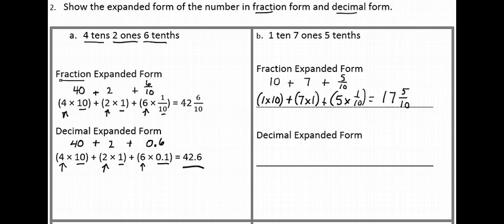In decimal expanded form, I'd still start off with one group of 10 plus 7 groups of 1, but now I will take 5 groups of 1/10. That means I have 10 and 7 and 5/10. Combine those and I get 17 and 5/10 in decimal form.